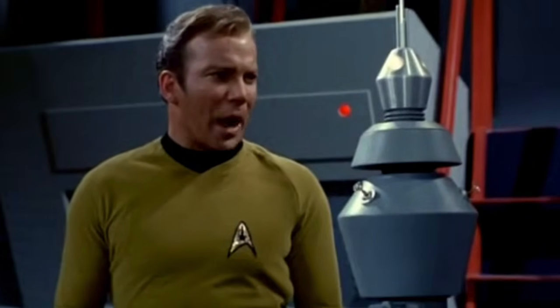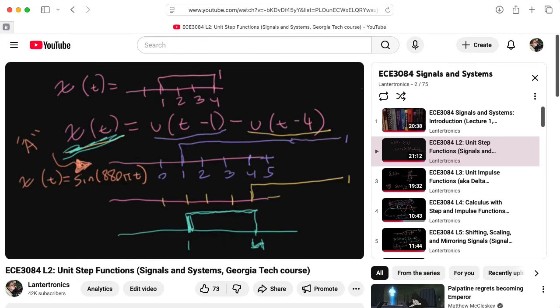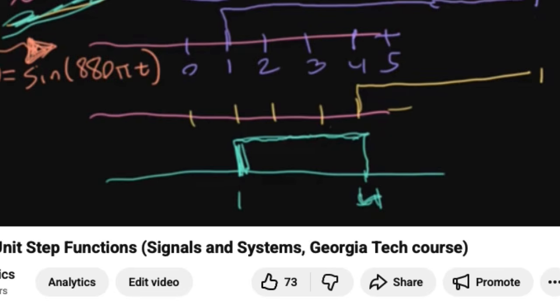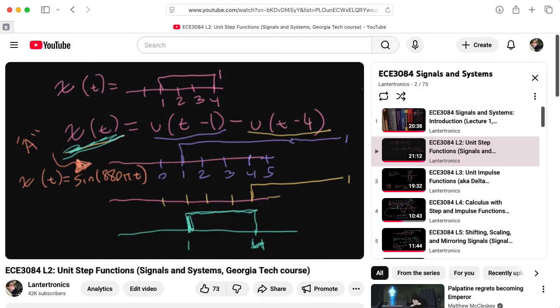To formulate a challenging question, I thought I would ask Google Search AI about this lecture from my EC 3084 Signals and Systems class, where I talk about unit step functions, and I make this little function that's 3 time units long, and I talk about multiplying it by this sinusoid. Oh, actually, let me from 6 years ago explain it.